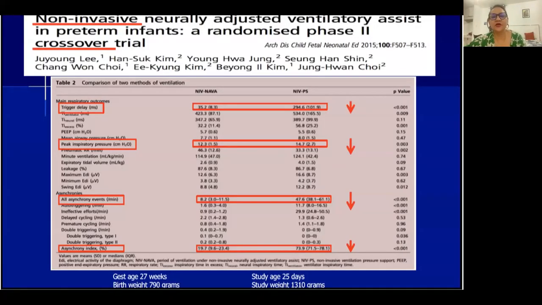And then there was another study, a randomized phase 2 crossover trial, which showed that NIV-NAVA had a lesser trigger delay, a lesser requirement of peak inspiratory pressure, and babies spent less time on asynchrony. The asynchrony index was much lesser as compared to those on NIV pressure support. These were quite small babies, 27 weeks and 25 days old.